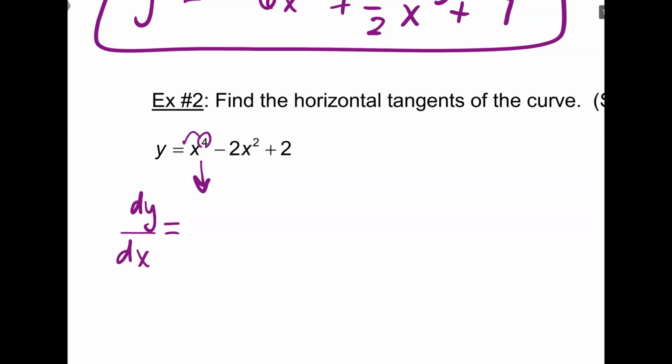So you bring the 4 in front, so I have 4x, and then you do the power minus 1, so 4 minus 1 is 3. Bring the power in front, negative 2 times 2 is negative 4. And then subtract 1 will just be x to the first. And then the derivative of plus 2, well, it's a constant, so it's 0.